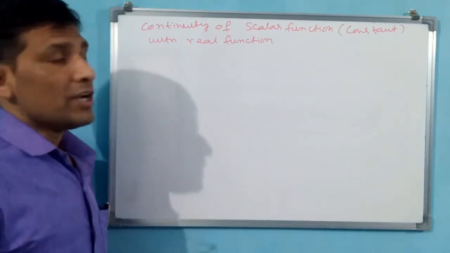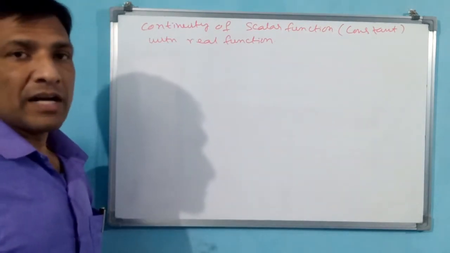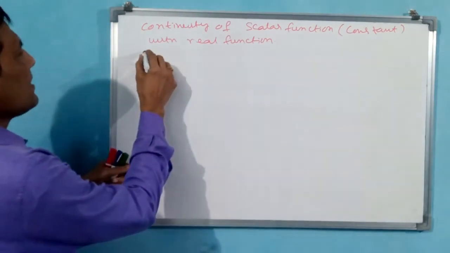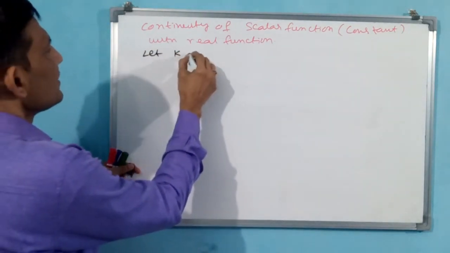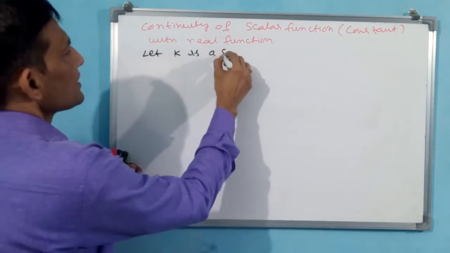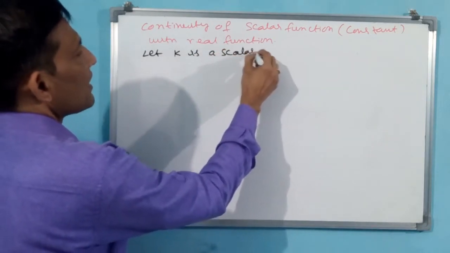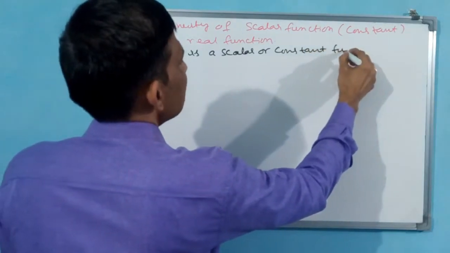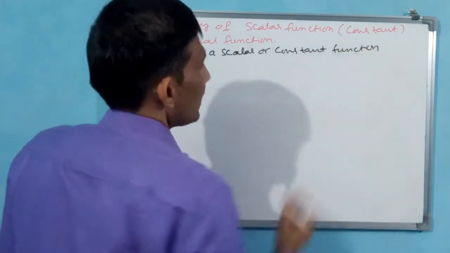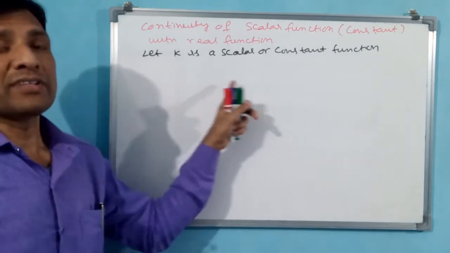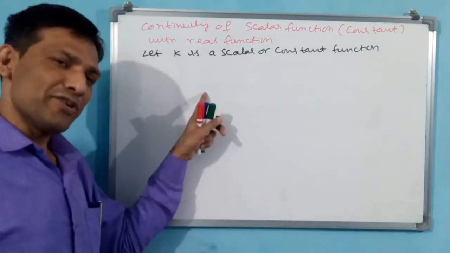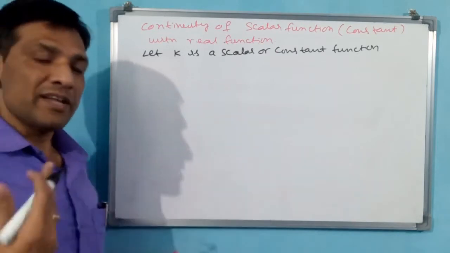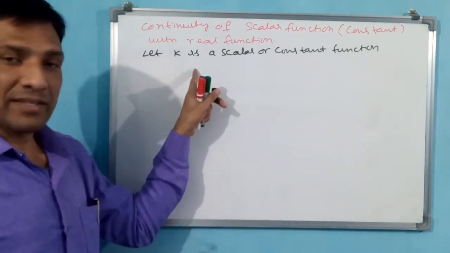Now let us see continuity of the scalar function with another function. Same multiplication. Let k be a scalar or constant function. And we should not write "k is continuous at x is equal to c." Why? Because it is continuous anywhere. A scalar is continuous at any value. We should not write that.